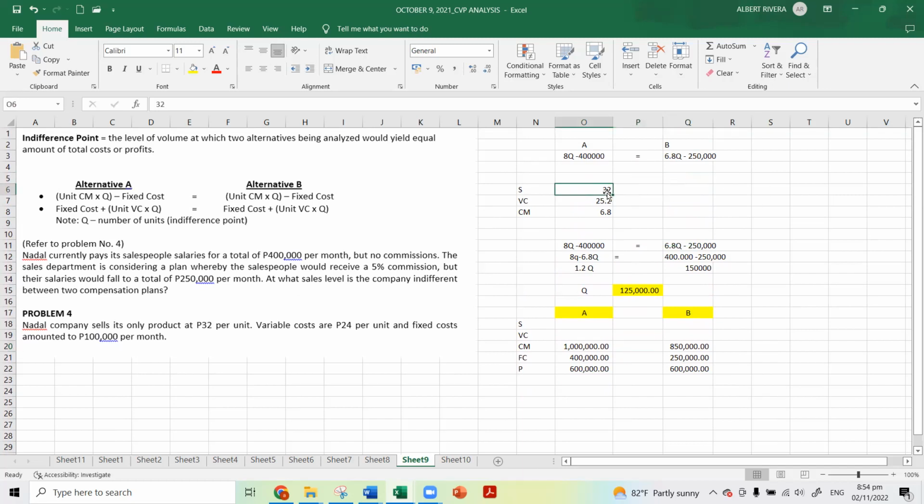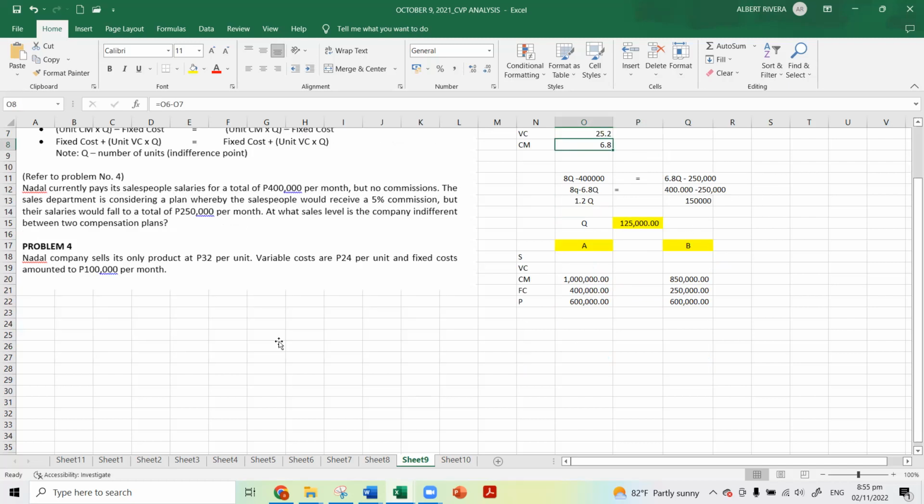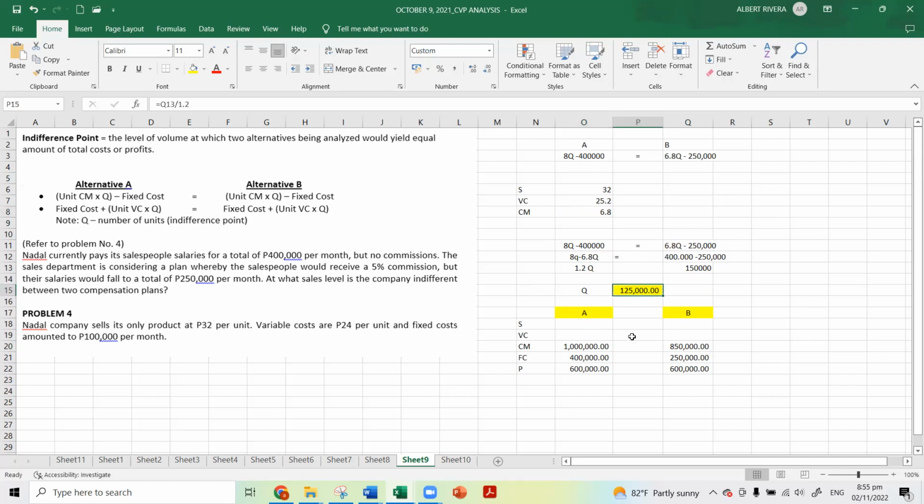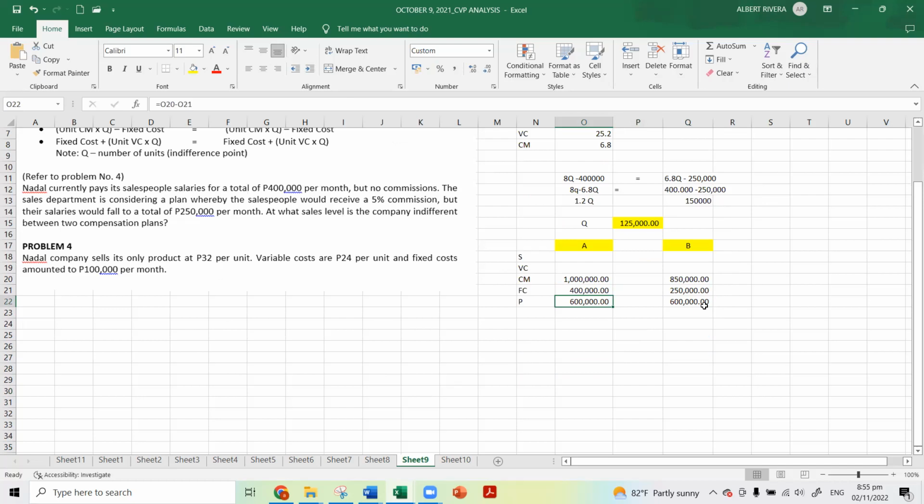So this is 32 selling price per unit, and the variable cost per unit, that would be 24 times an additional 5% commission, that would generate 25.2. So that should be 24 times 1.05 to give you 25.2. Okay, so this is your indifference point at 125,000. At 125,000, the profit in alternative A will provide 600,000, while the profit for alternative B will also provide 600,000 pesos. And this is your module 3.